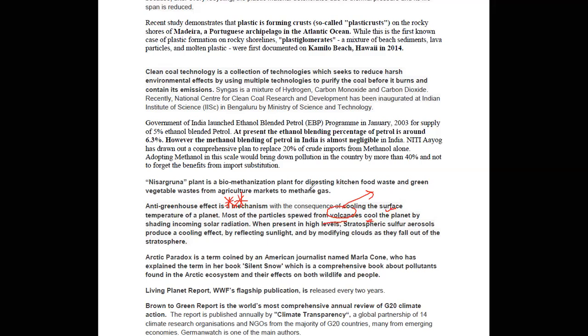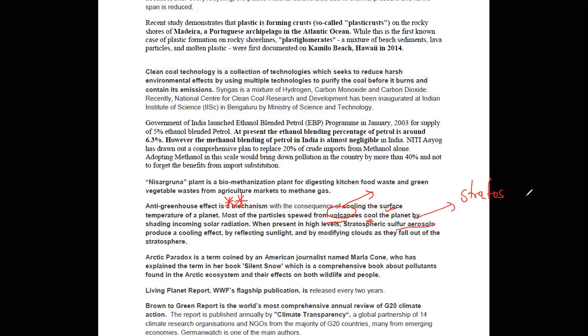Like the volcanoes in Hawaii, the Philippines and the Pacific Ring of Fire, all the particles which are coming out are cooling the planet. They're not making it warmer. Second thing, what other things are causing anti-greenhouse effect? The other thing is stratospheric sulfur aerosol. As the name suggests, these are sulfur particles which are present in the stratosphere.